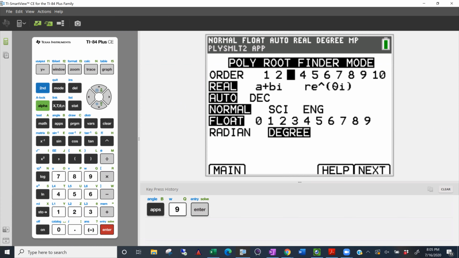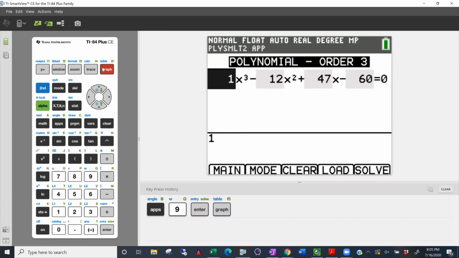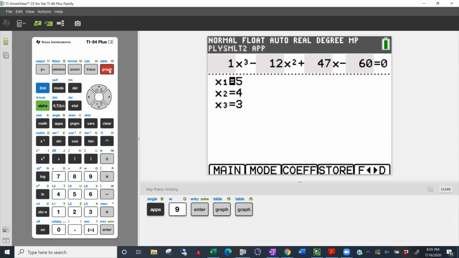To do that, we're going to hit the graph key. And you'll see I've already typed this in. You can either type in the plus here, change it to a minus, or you can just type in plus -12. But just type that in and hit the solve key. So when we hit the solve key, bam, there you go. 3, 4, and 5. Just what we expected.